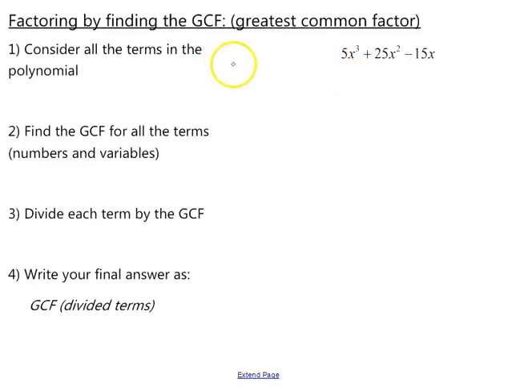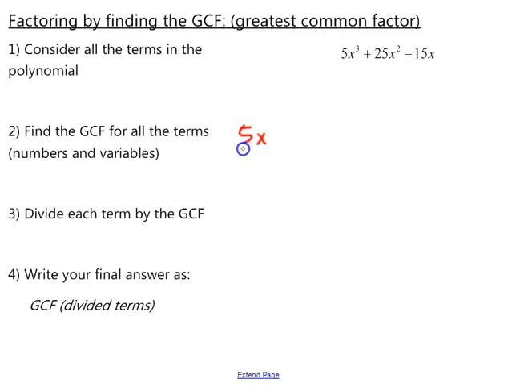So first you're going to consider all the terms in the polynomial, and you have to find the GCF for all the terms, for the numbers and the variables. So you're looking for the greatest common factor. For the numbers you have 5, 25, and 15. All of those are divisible by 5. For the variables you have x cubed, x squared, and x to the first. So all of them have at least one x, and at most one x in common.